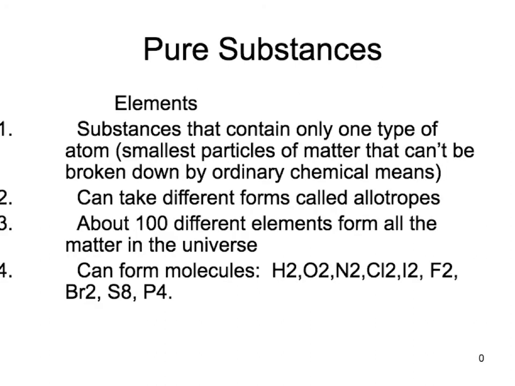Okay, so again, like I said, pure substances contain only one type of atom. And you are not able to break that down by ordinary chemical means. Obviously, we know with a nuclear power plant, you can break atoms down. But I'm just talking about ordinary high school lab kind of stuff. They can take different forms called allotropes. You should look that up in your textbook or online. An example of allotropes would be the different forms of carbon.